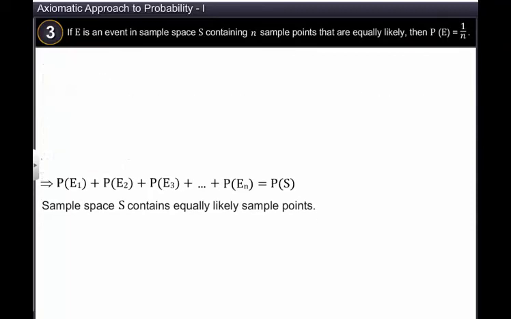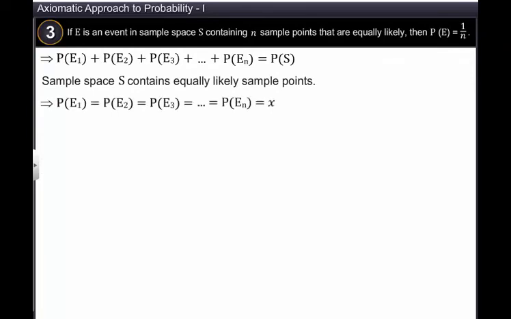Since sample space S contains equally likely sample points, the probability of each event containing a sample point will be x. Thus, we get sum of n number of x's is equal to 1. That is, nx is equal to 1. Therefore, x is equal to 1 divided by n. Hence, P of E is equal to 1 divided by n.